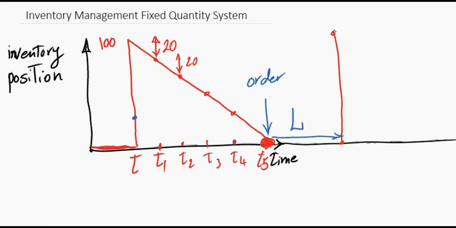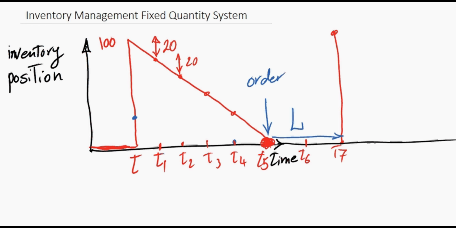But this is a really bad disaster. Let's say the lead time is 2 days, so for 2 days, or 2 units of time, you don't have anything to sell. So what is the solution?